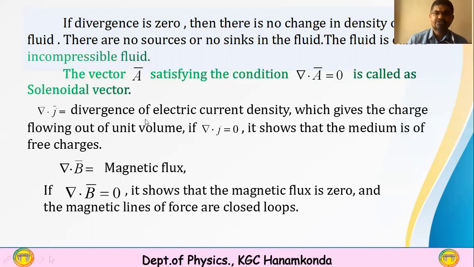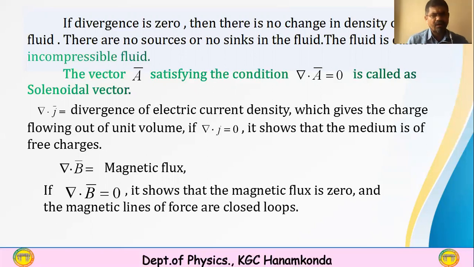I am taking J bar, which is electric current density. Del dot J bar represents the divergence of electric current density, which gives the charge flowing out of unit volume. If that del bar dot J bar is zero, the divergence of electric current density is zero, it shows that the medium is full of free charges.